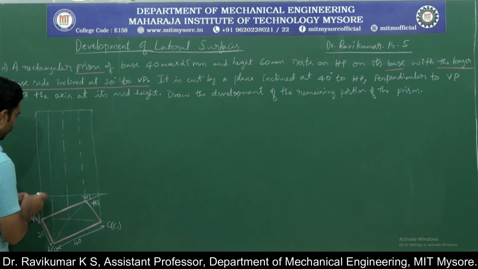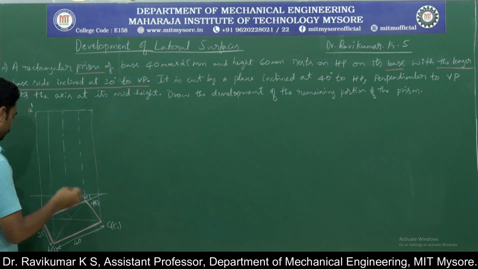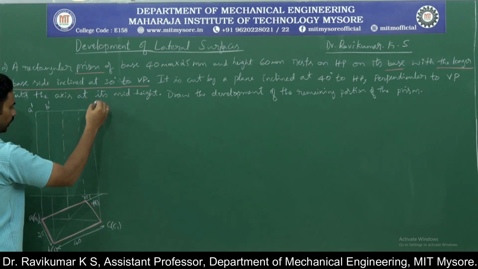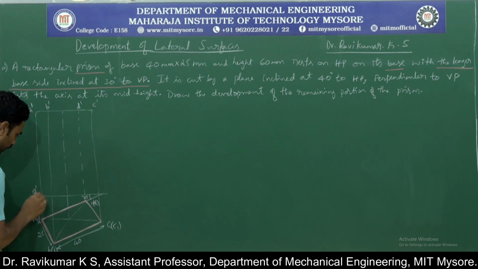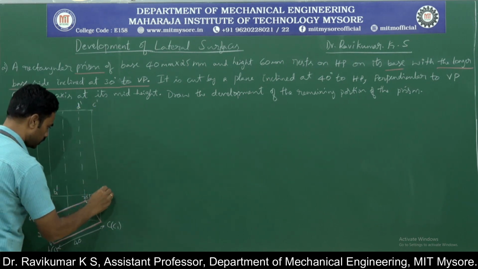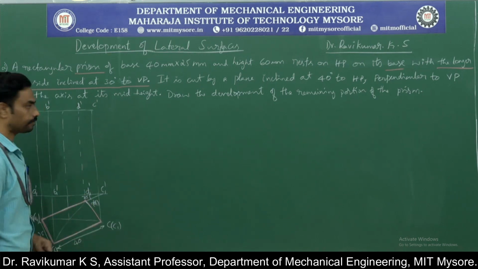Now if you try to draw this, here you will find A dash because it is the front view. This is B dash and this is C dash, this is D dash. Similarly, this is A1 dash, B1 dash, C1 dash and D1 dash.